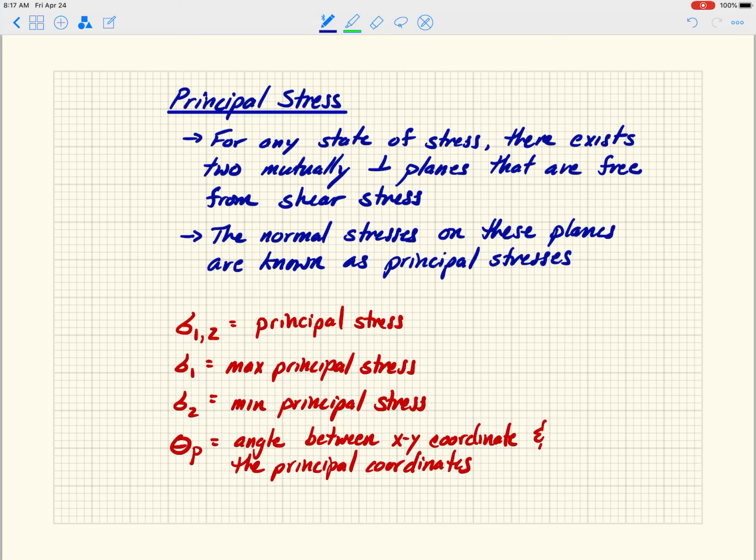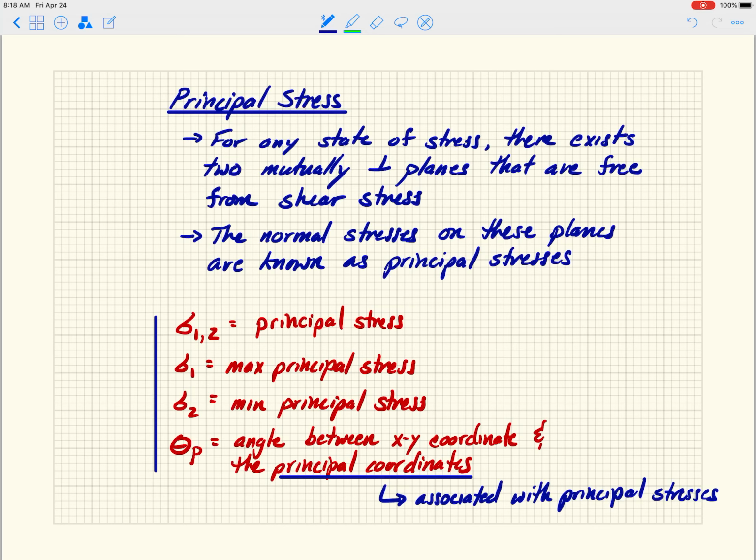Those principal coordinates are the coordinates associated with the principal stresses. I'm going to show this on a Mohr's circle in the following slide.